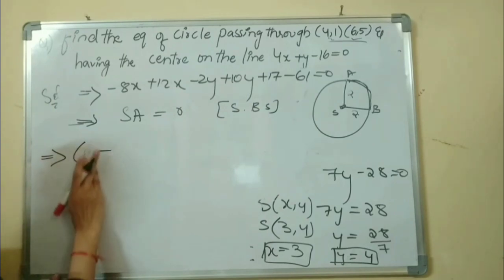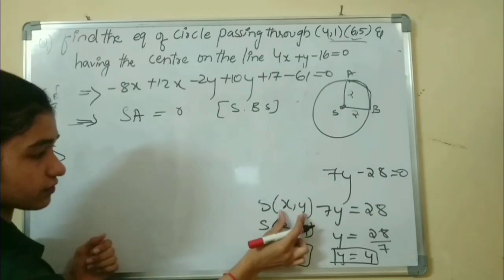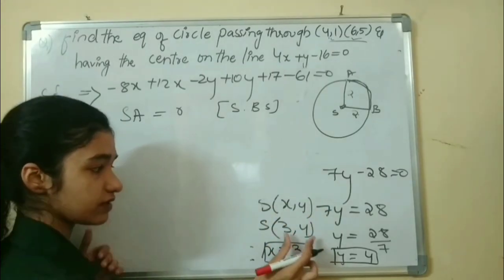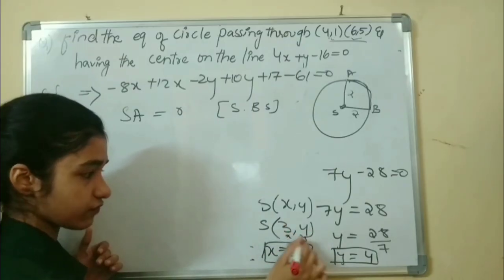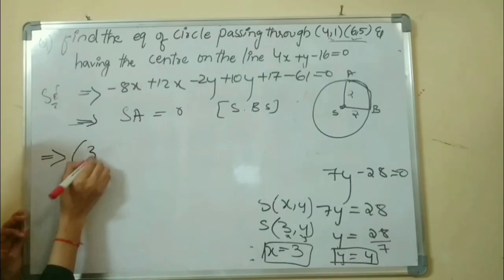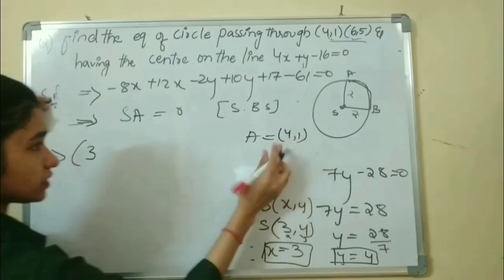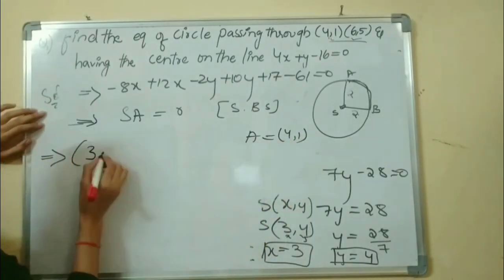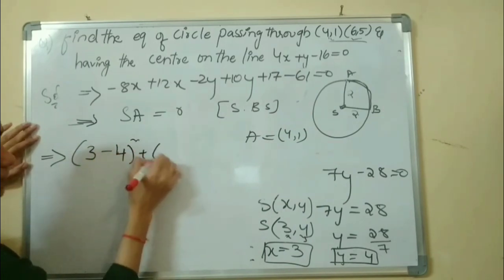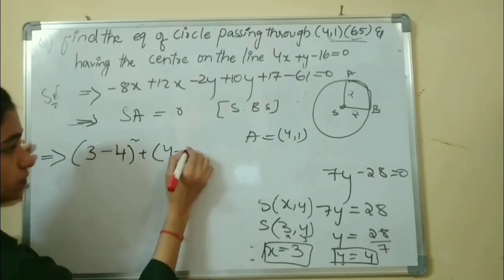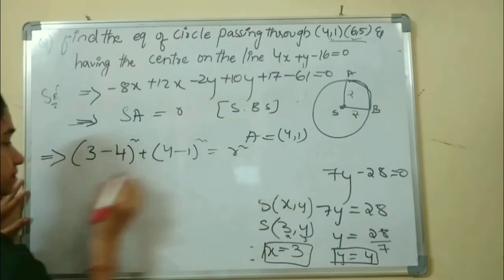X minus. So here, as you can see, previously we took the S value as x comma y, but here after solving we already got the value 3, 4. So in the place of x comma y we have to use 3, 4. 3, and what is the value here? I'll write 4, 1, minus 4 whole square plus 4 minus 1 whole square equals, here we will get r square.